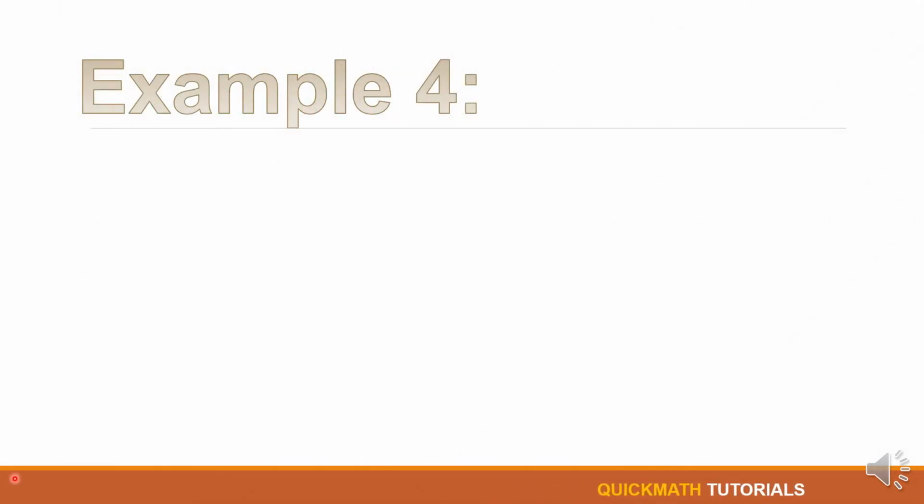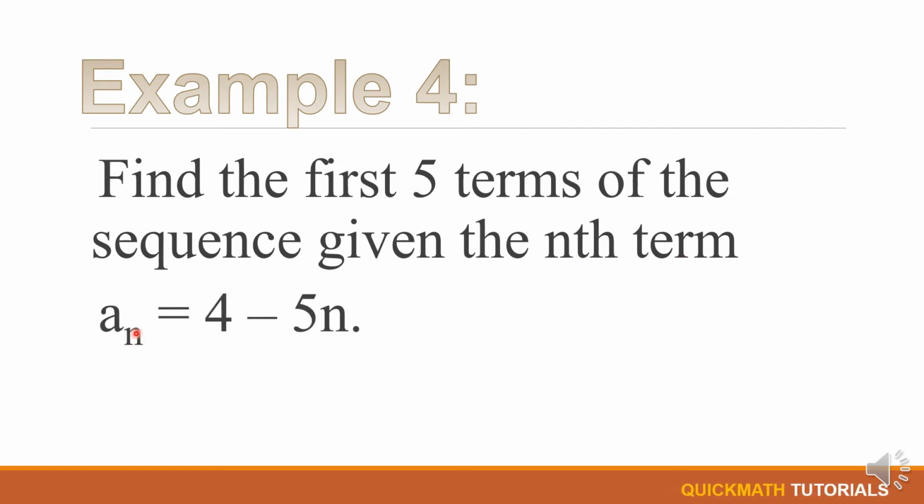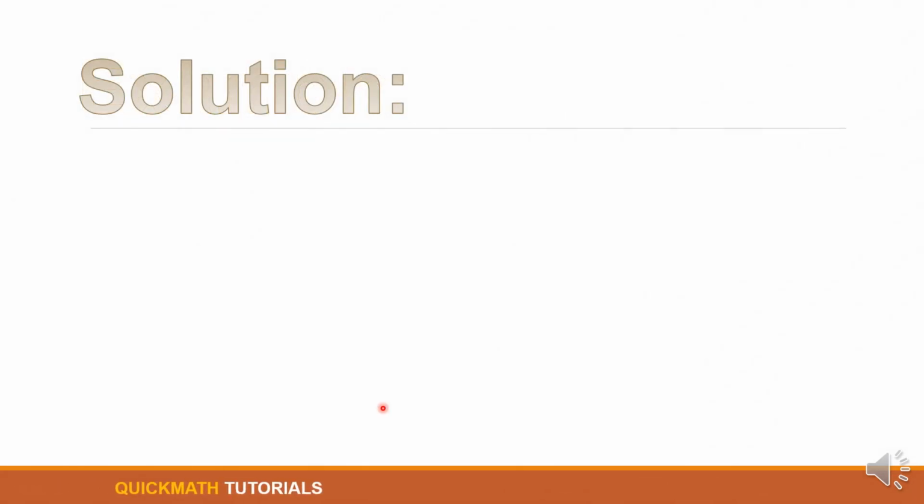Now, let's have our example number 4. We will find the first 5 terms of the sequence given the nth term, a sub n equals 4 minus 5 times n. So here in example number 4, we are only given the nth term. We will find the 5 terms of this sequence. For our solution, let's first solve for our first term, a sub 1.